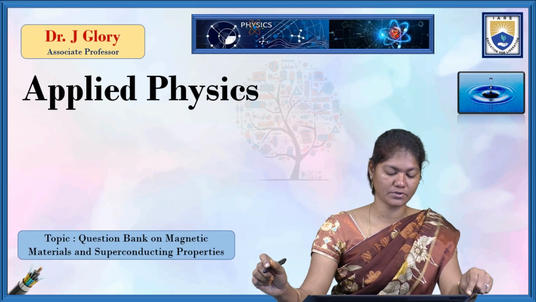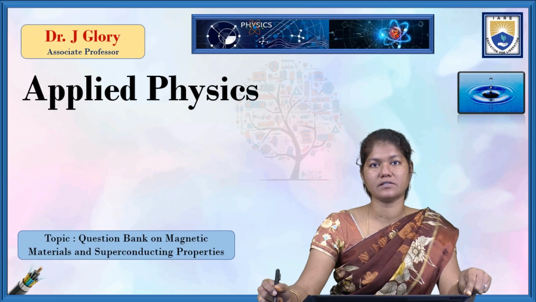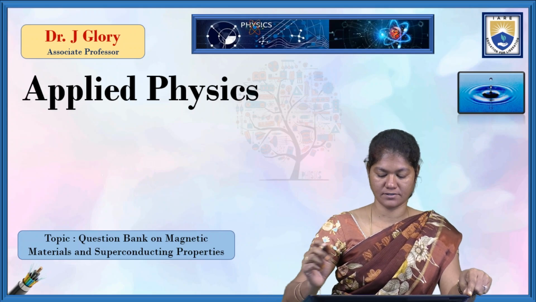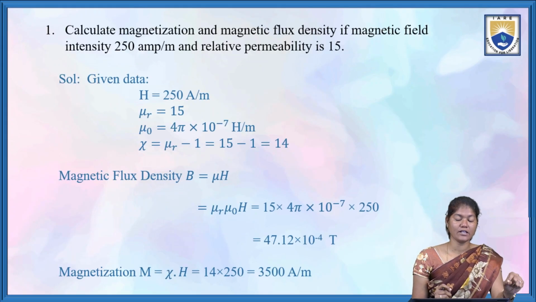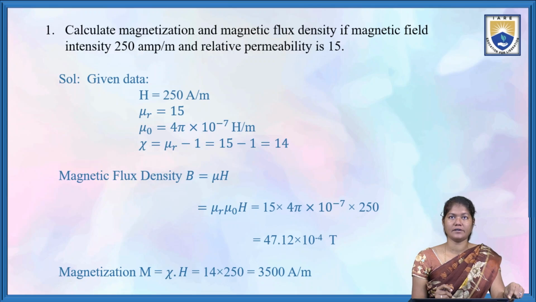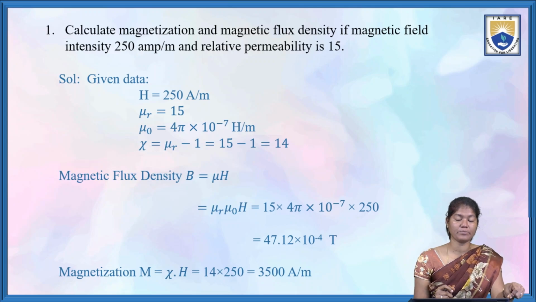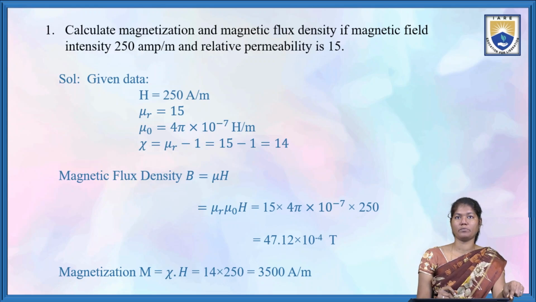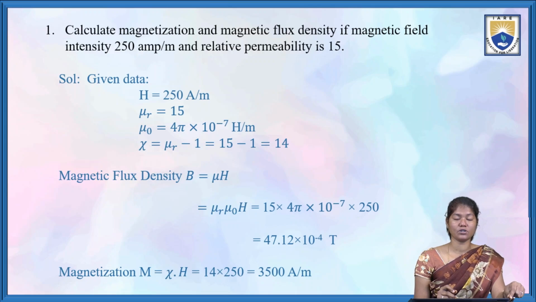Today, I will discuss the question bank on magnetic materials and superconducting properties. Problem one: calculate magnetization and magnetic flux density if magnetic field intensity is 250 ampere per meter and relative permeability is 15. This problem comes under the Bloom's taxonomy level of apply. The course outcome is CO5.